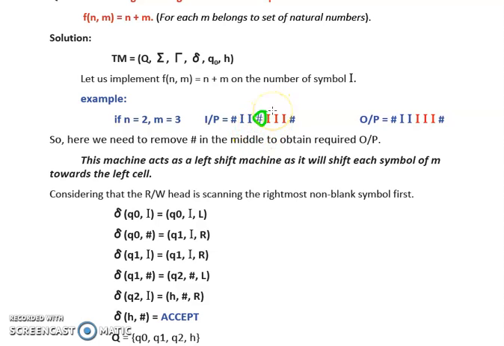Now we can replace it by an I. If we replace it by an I, then let us see how many I's there are: 1, 2, 3, 4, 5, 6. We have obtained 6 I's. However, we require only 5 I's in our output. That means we need to delete one I among these 3 I's. If we delete the first I, then there will be a blank symbol in between, so our string will be wrong again.